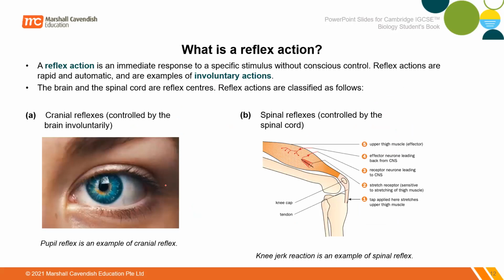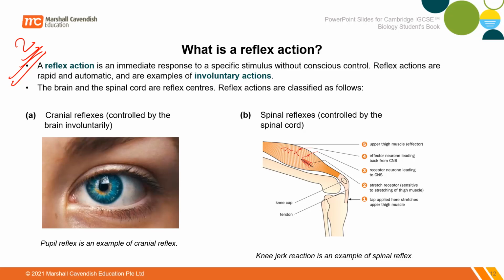We have some examples of reflex action. The definition of reflex action is a 2 marks definition. Reflex action is an immediate response to a specific stimulus, and it's rapid and automatic. Rapid or automatic, both are features of the involuntary actions in the body. So if asked, what are the main features of the reflex action? You can say it's rapid, automatic, and it is an immediate response to a specific stimulus. Okay?